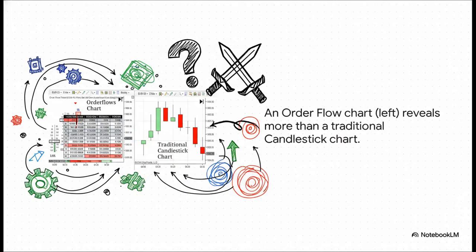Okay, so look at this. On the right, we've got the good old candlestick chart. We all know it. It's clean, it's simple. And on the left, whoa, that's an order flow chart. It looks like some kind of complex matrix, right? But inside all those numbers, that's where the real story is. That's the moment-by-moment battle between buyers and sellers. So what secrets is it trying to tell us?